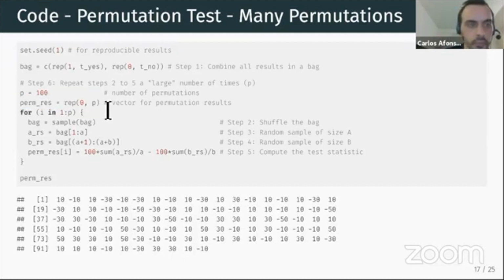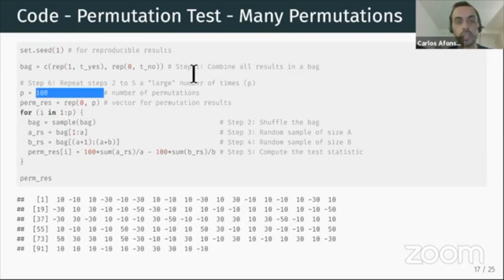Okay, so we're going to do a for loop. Again, a loop lets us repeat the same operation many, many times. In this case, we're going to repeat the same operation using index I from 1 up to P. So I is going to take the values of 1, 2, 3, 4, and so on and so forth up to 100, because P is the number of permutations, and we are doing P equals 100 for doing 100 permutations.